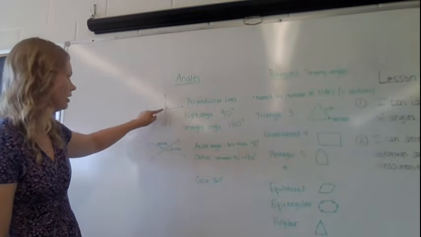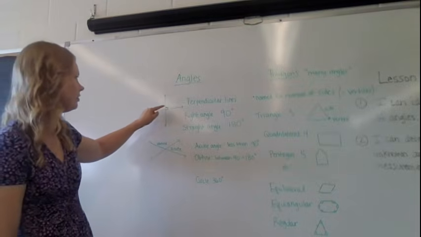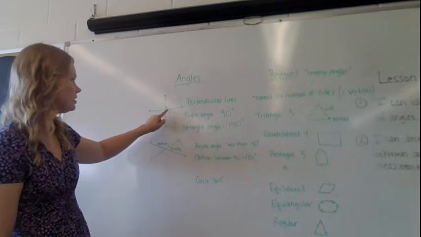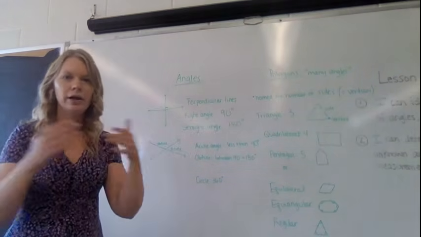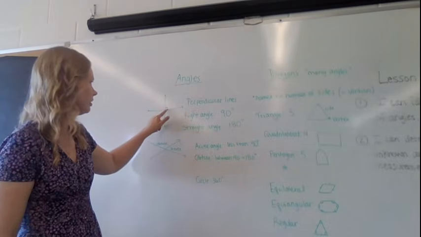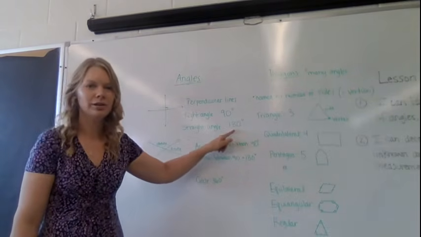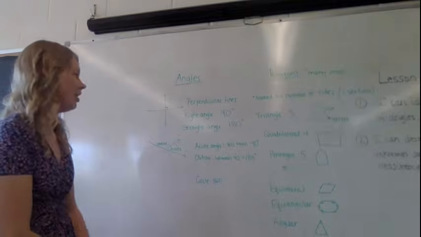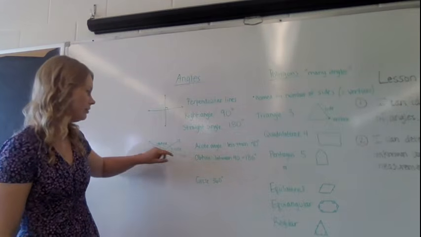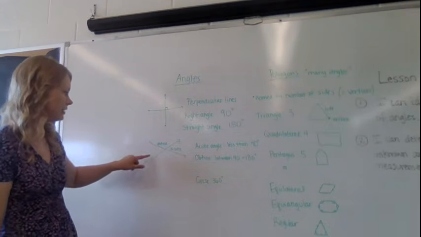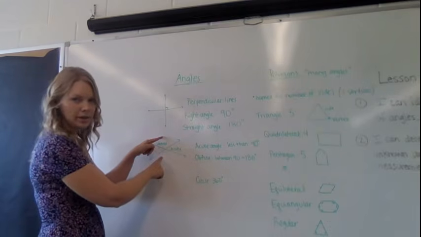And so here I've drawn a pair of perpendicular lines, and they are called that because they create these right angles. So a right angle is 90 degrees. And if you place two right angles next to each other, they create a straight line, which we call a straight angle of 180 degrees. Our other two types of angles are acute angles and obtuse angles. And so here with this pairing of lines, it creates two acute angles and two obtuse angles.